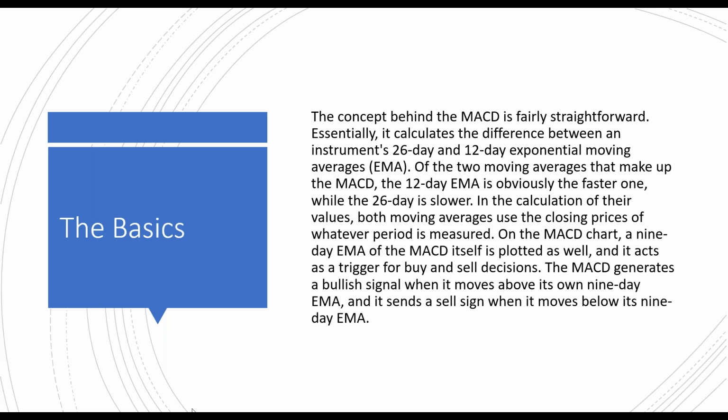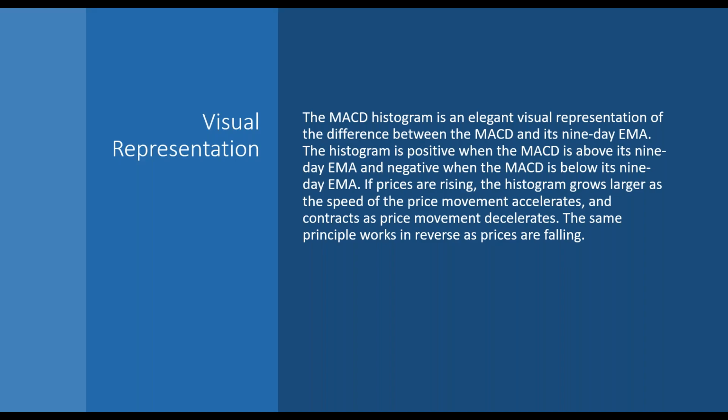The MACD generates a bullish signal when it moves above its own 9-day EMA and sends a sell signal when it moves below its 9 period EMA. In other words, when the MACD line moves above or below the trigger line.